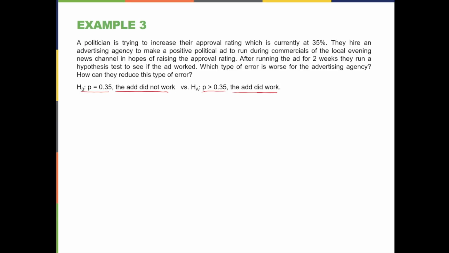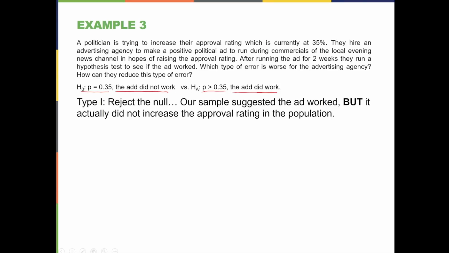So let's think about a type 1 error. A type 1 error would mean that we reject the null hypothesis, but we should not have. Our sample suggests that the ad worked. If we're rejecting the null hypothesis, that means we think the ad worked. But it actually did not increase the approval rating in the population. So it's very important that you use that word but when you're explaining the consequences of a type 1 error.